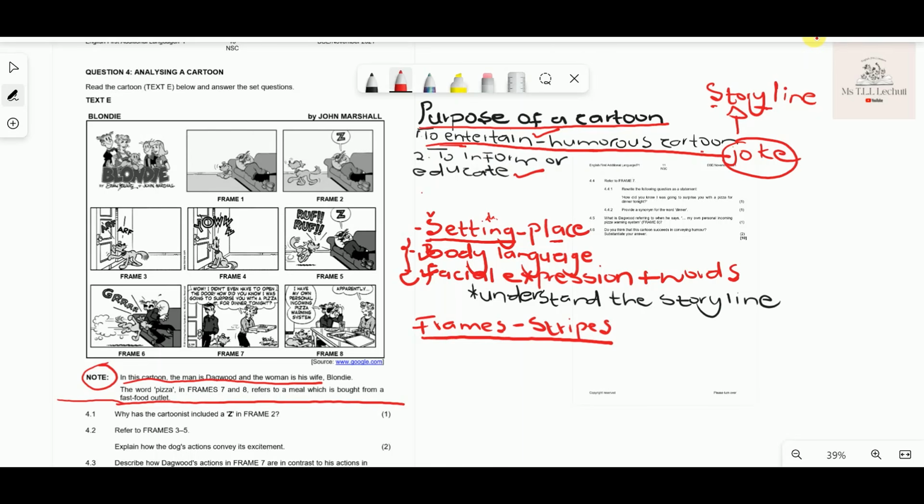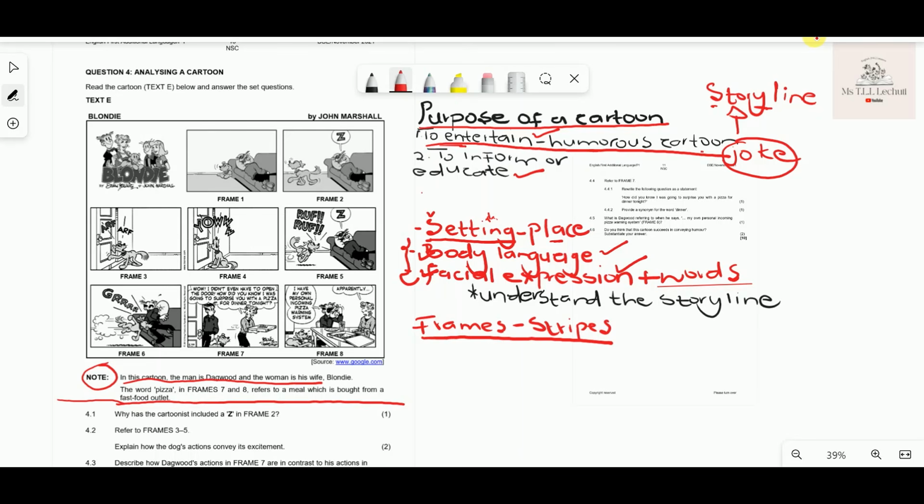So that means that today we are going to learn how to analyze, and after analyzing, how do you then respond to questions based on a cartoon. In order to know whether the character is sad, happy, crying, or shouting, we rely on body language. We are also going to study facial expression as well as the words of the character.